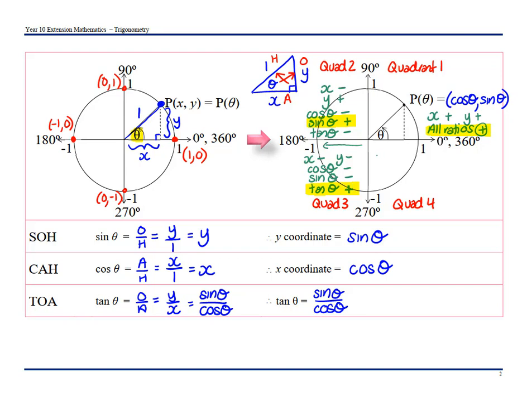Finally, in the fourth quadrant, my x is now positive because all these values to the right of (0, 0) are positive, and my y is negative. Any coordinate down in my fourth quadrant has an x coordinate that's positive and a y coordinate that's negative. So that means my cos theta, which is my x coordinate, is going to be positive. My sine theta, which is my y coordinate, is going to be negative. And my tan theta, because it's sine divided by cos, is going to be negative. So let's summarize that.